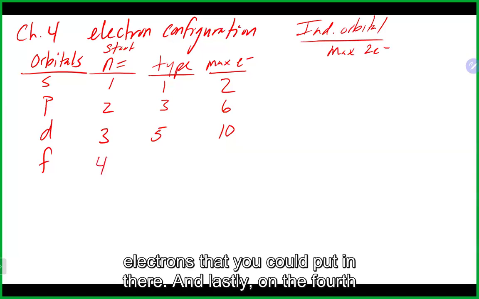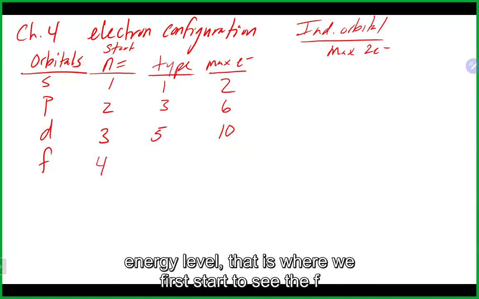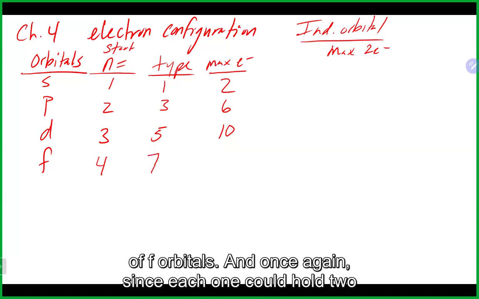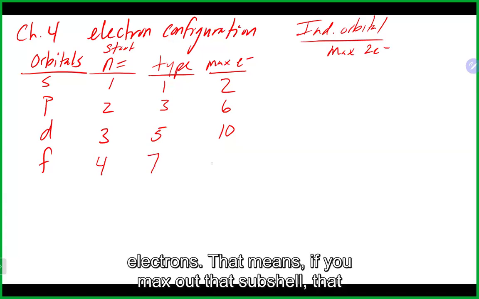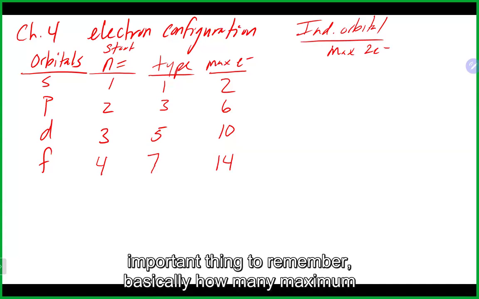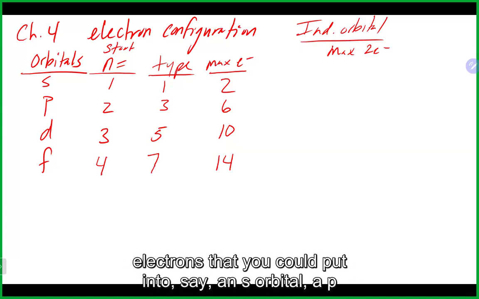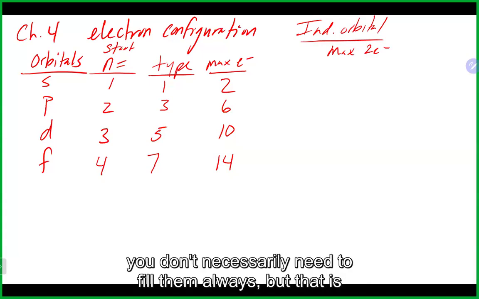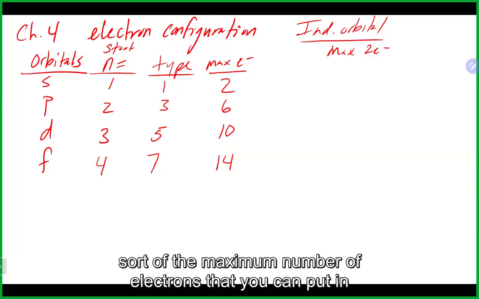And lastly, on the fourth energy level, that is where we first start to see the f orbitals appear. And there's actually 7 different types of f orbitals. Once again, since each one could hold 2 electrons, if you maxed out that subshell, that would get you 14 electrons. So that's a really important thing to remember: how many maximum electrons you could put into an s orbital, a p subshell, d subshell, or an f subshell. Remember as well that you don't necessarily need to fill them always, but that is the maximum number of electrons that you can put in there.